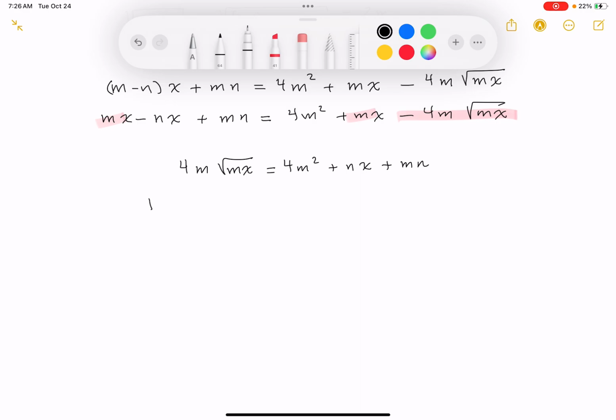So the left side squared is going to be 16 m squared times mx. Right side's a little more complicated, and what I want to do is I'm going to write it a little differently. I'm going to write it as nx. And let me just see. Oh, you know what? I think I made a mistake there. I just noticed it.